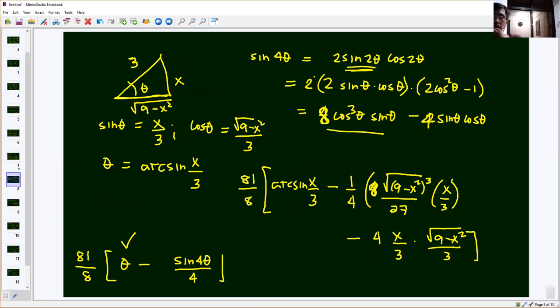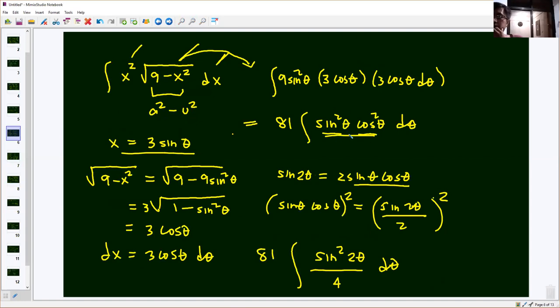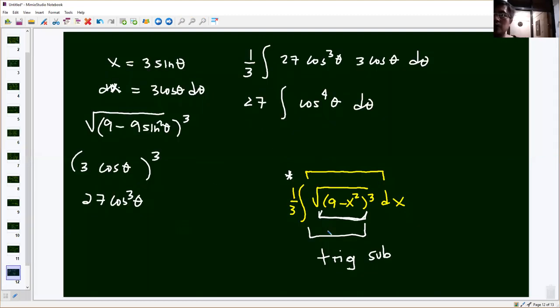Kasi kanina, we ended up having sine squared cos squared. Pero if you notice this guys, papakita ko lang na parehas lang. 81, if you will let sine squared be 1 minus cos squared, magkakaroon ka ngayon ng cos to the 4th. Do you agree? So, parang parehas lang ng pupuntahan dito.